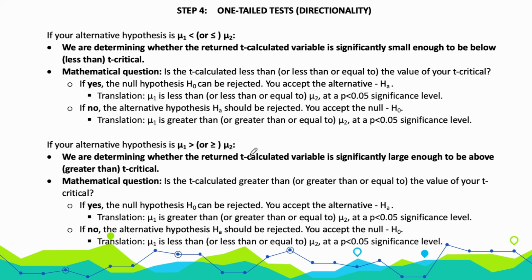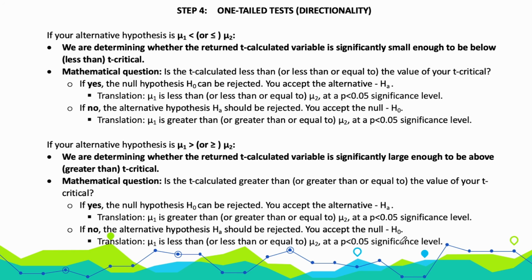If your alternative hypothesis is that mu1 is greater than or equal to mu2, you're determining whether the returned t-calculated variable is significantly large enough to be above or greater than t-critical. So your mathematical question is, is the t-calculated variable greater than or equal to the value of your t-critical? In that case, if yes, the null hypothesis can be rejected and you accept the alternative. That means that yes, you were testing whether mu1 is greater than or equal to mu2 at a p less than 0.05 significance level, and you found it to be true.